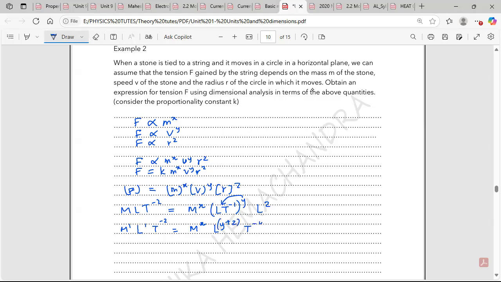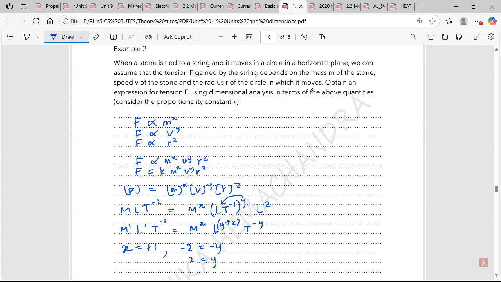T to the power minus Y, right? Okay. So directly you can equalize X and 1. X equals plus 1. Then you can equalize T and Y. T is minus 2, Y is minus Y. So Y equals 2.